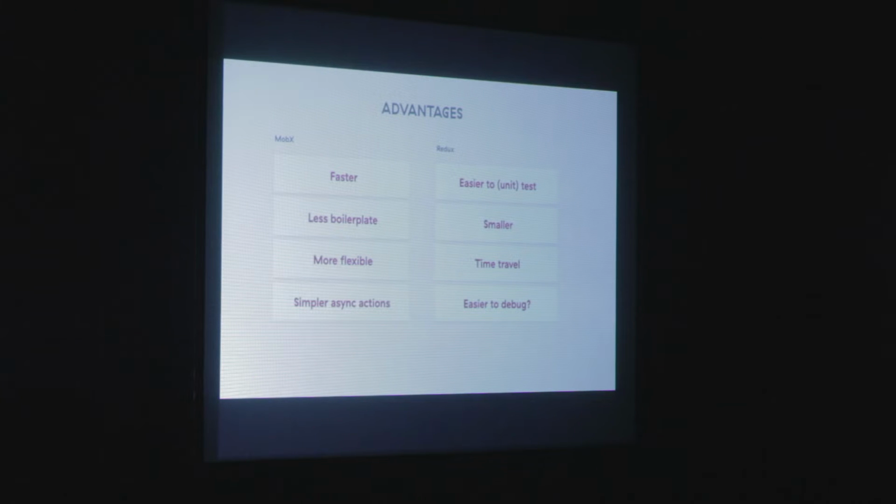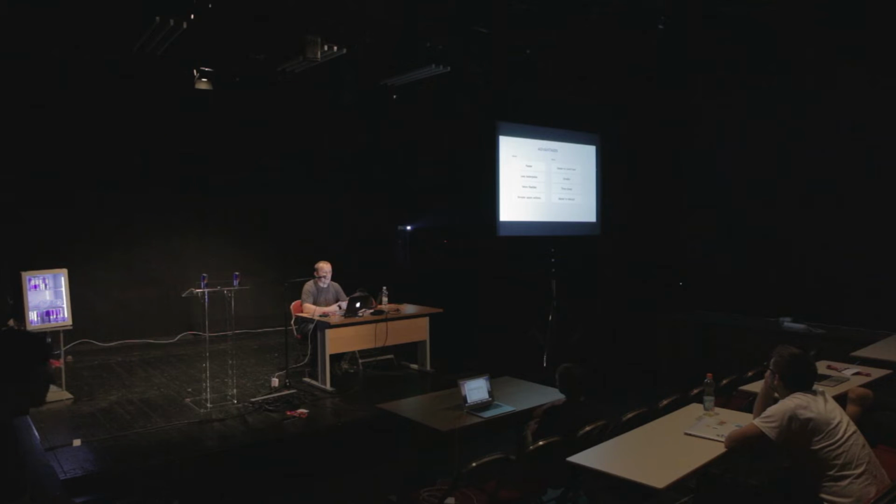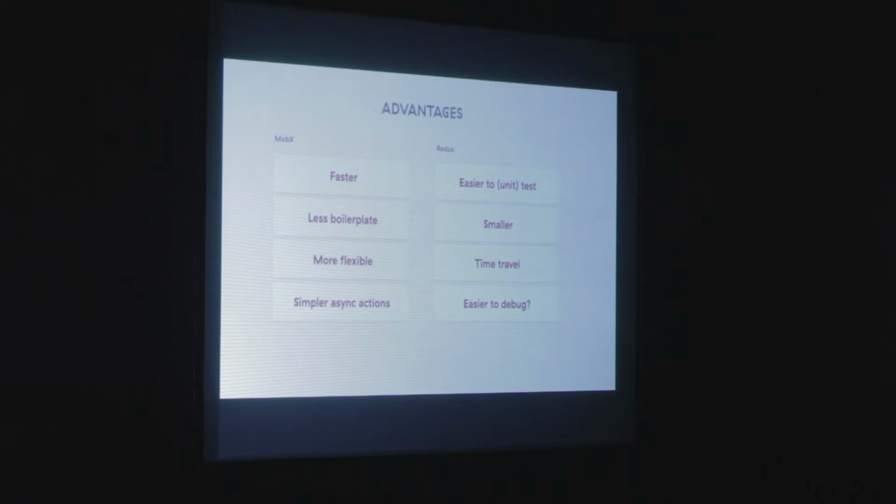So what are the advantages of one or the other? So MobX is faster, because it's easier to control when something should re-render. And if you need to re-render less, then everything gets faster, of course. On the other hand, Redux is easier to unit test, because it's using reducers which are pure functions, and you can easily isolate them to test. Redux is smaller because it doesn't need an engine that decides when something should be re-rendered. But that's why it can be much slower in some instances.